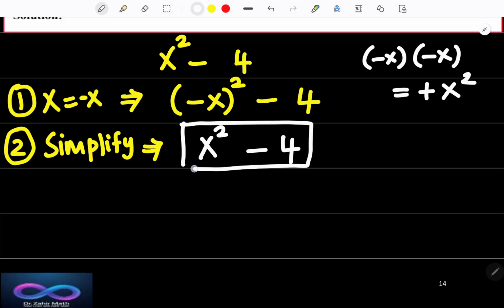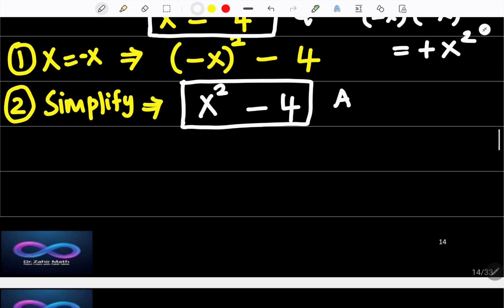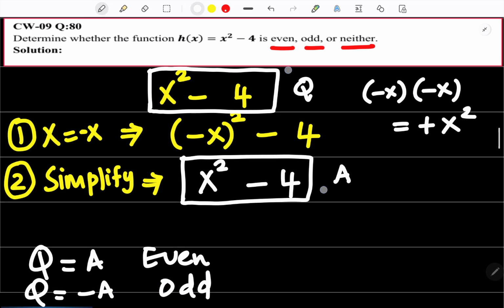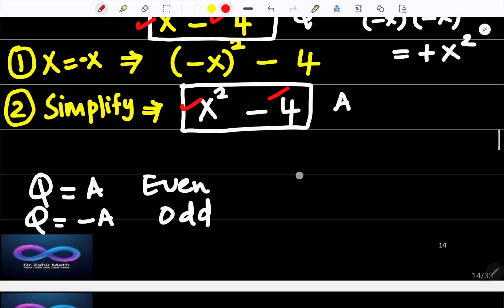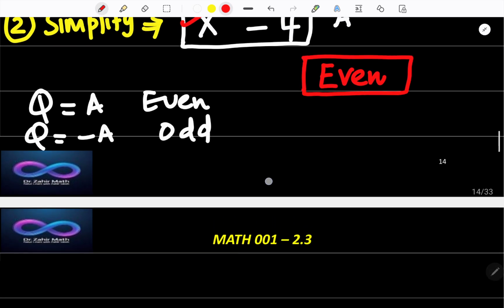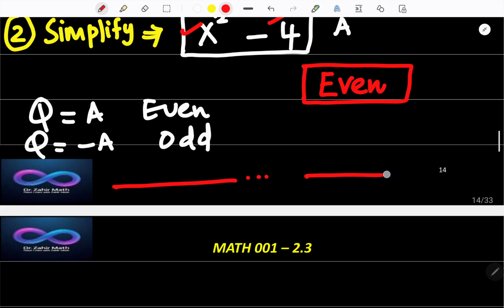This is called what? Answer. And this is called what? Question. Right? Now check. Question is equal to answer, even. Question is equal to minus answer, it is odd. Now check, everybody. Plus, plus. Wow. Minus, minus. Same, same. So what is your answer? It is an even function. Clear all of you? Right. So this finishes your exercise 2.3, right?